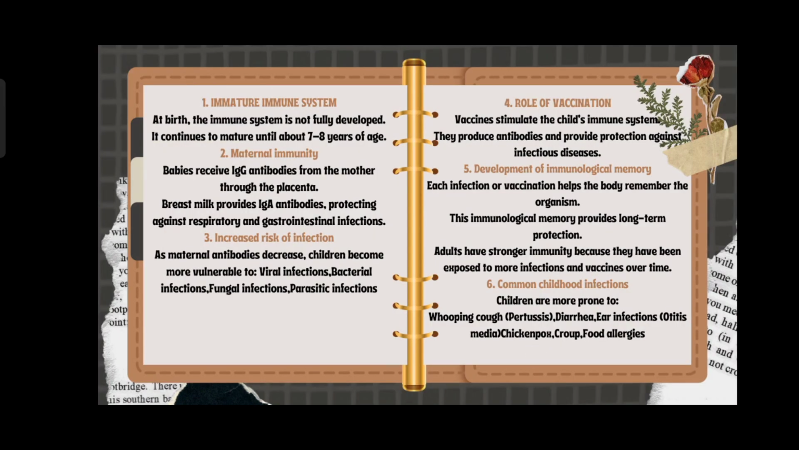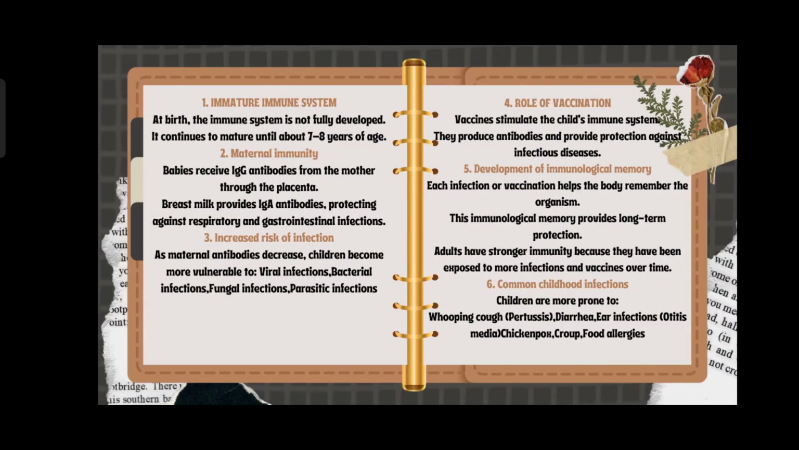So first one is immature immune system. At birth, the immune system is not fully developed, that I already explained. It continues to mature until about 7 to 8 years of age. It will take 7 to 8 years of age for the proper maturation. Then maternal immunity. Babies receive IgG antibodies from the mother through the placenta. Then breast milk provides IgG antibodies which will protect against the respiratory and gastrointestinal infections.